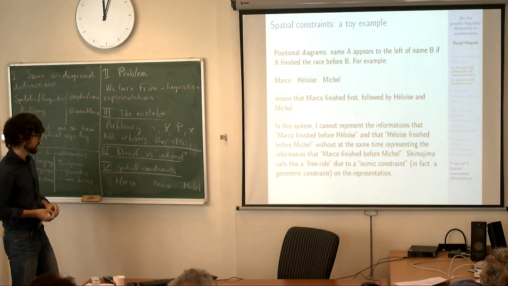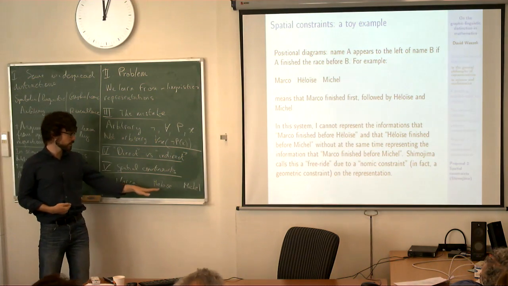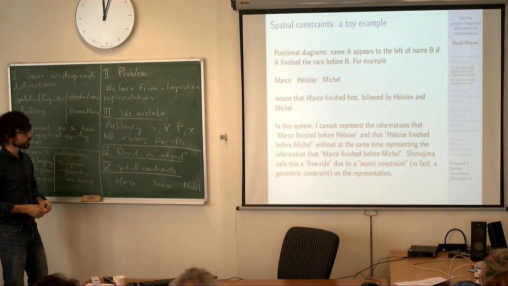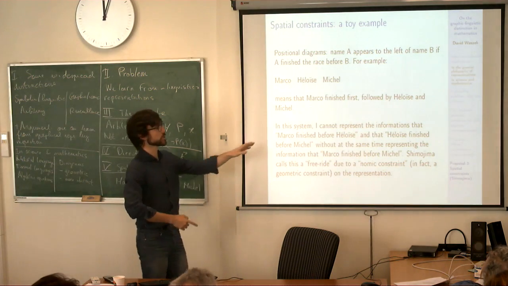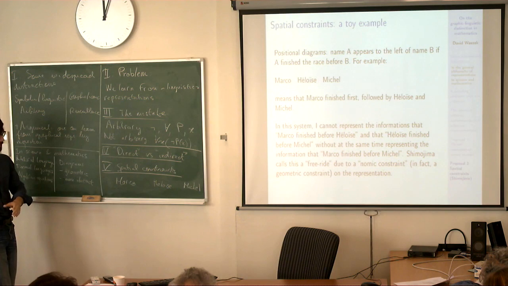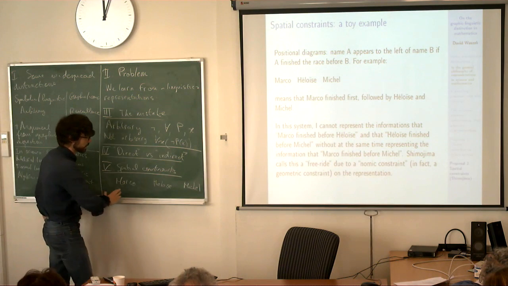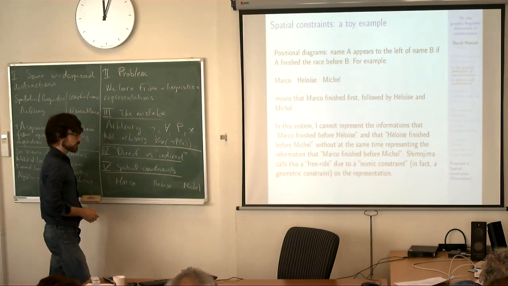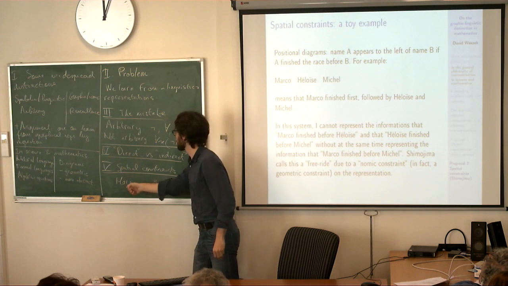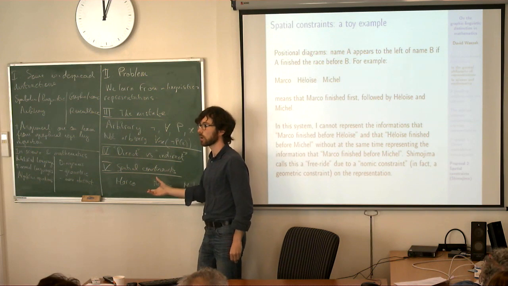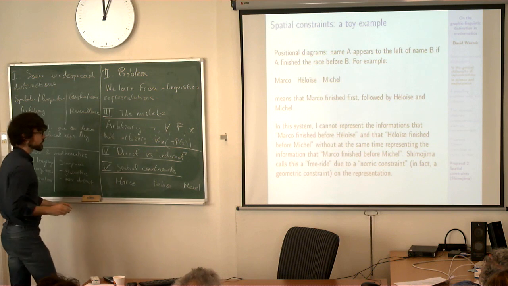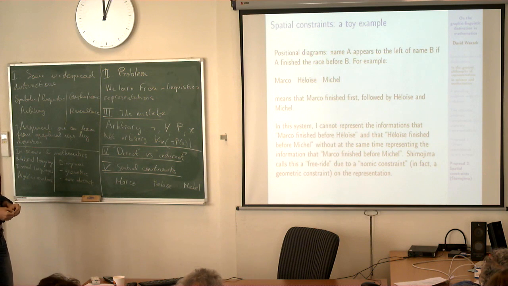What he means by that is that you would have to do an inference if you only have the linguistic sentences. You have to do an inference to pass from the two pieces of information that I gave you to the conclusion that Marco finished before Michel, whereas in this representation, you can read the information in the same way that you would read the information that I initially gave you. They are all equally in there. This is why he calls this a free ride.